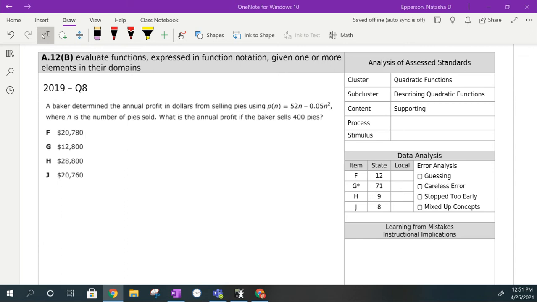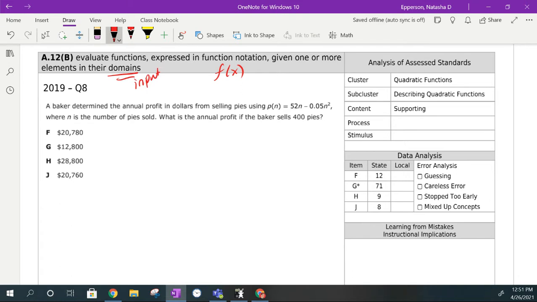All right, so this is the last TEK that we are reviewing, TEK 12b. Evaluate functions expressed using function notation. And remind you, function notation is where we have f of x given one or more elements in their domain. Domain is our input, that's our x value.